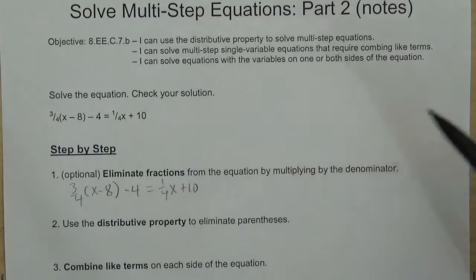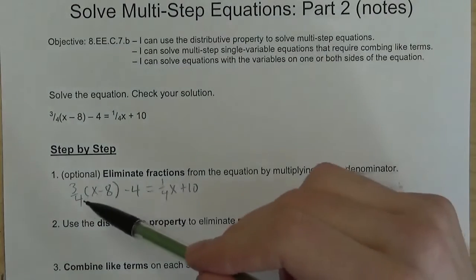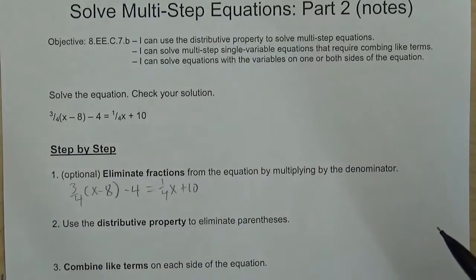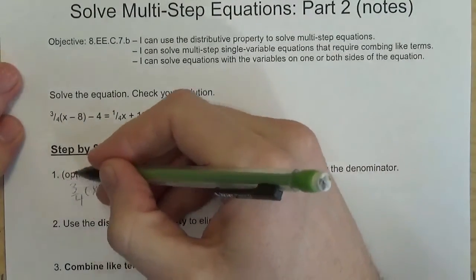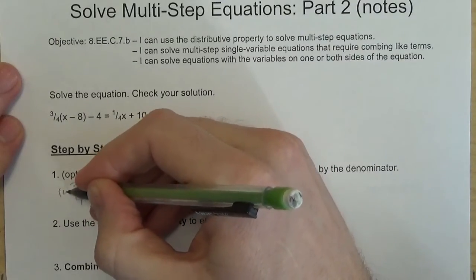So step number 1, eliminate fractions from the equation by multiplying by the denominator. So if you have a common denominator here with these fractions, if you multiply everything in the equation by that denominator, then it's going to get rid of those fractions. And as long as you multiply everything in the equation by that same thing, it still keeps the equation balanced. It still has the same value as it started off with. So our common denominator here is 4. So we're going to multiply everything in the equation by 4.